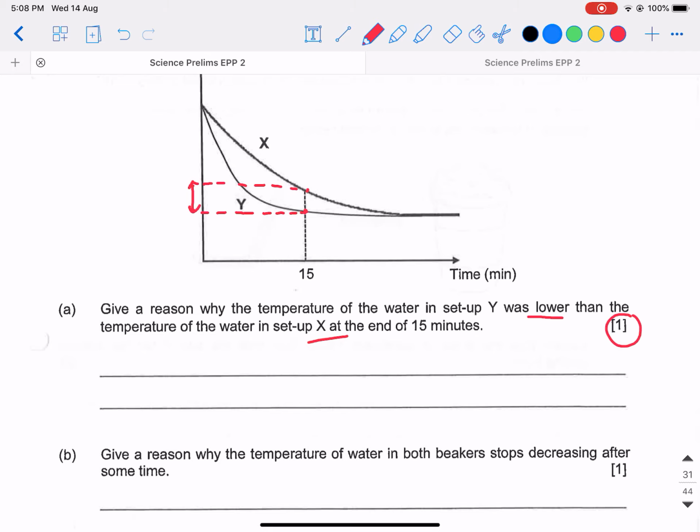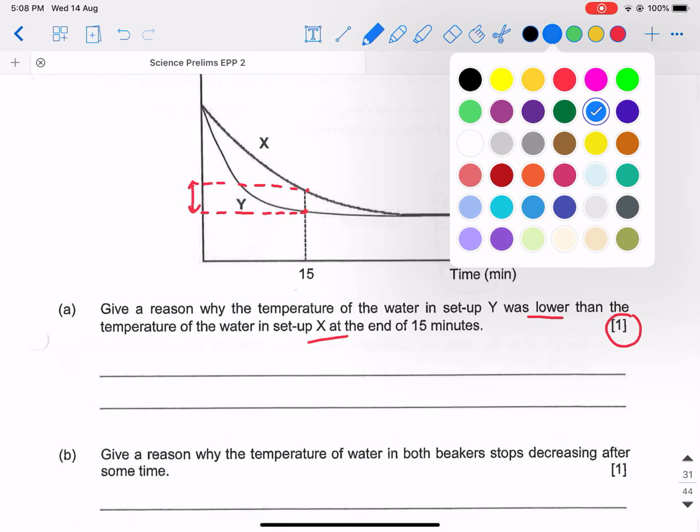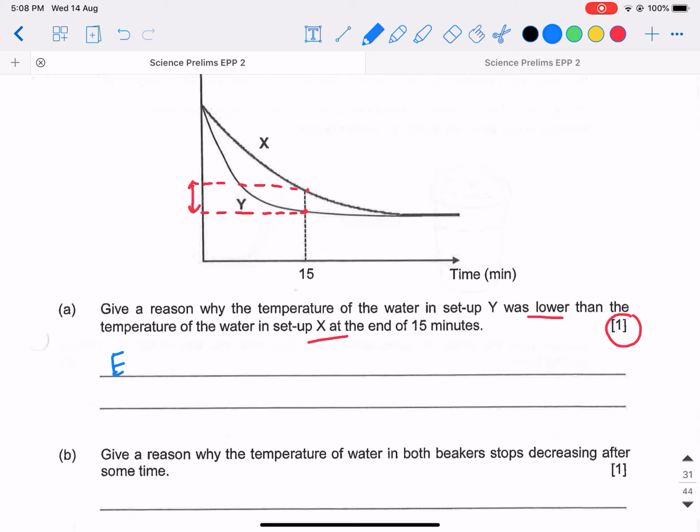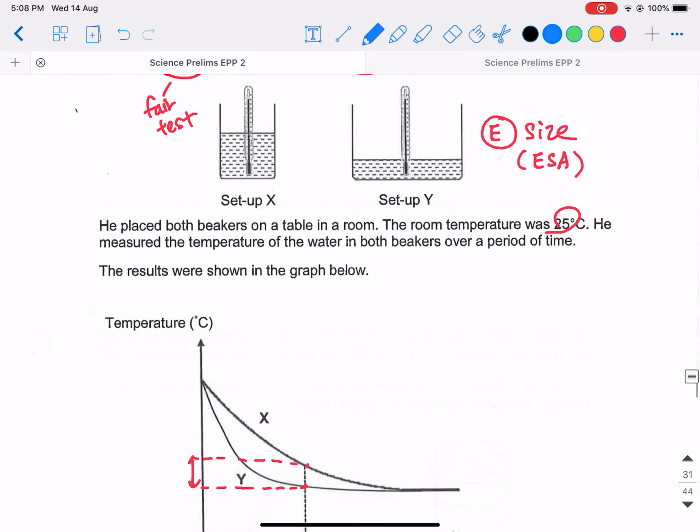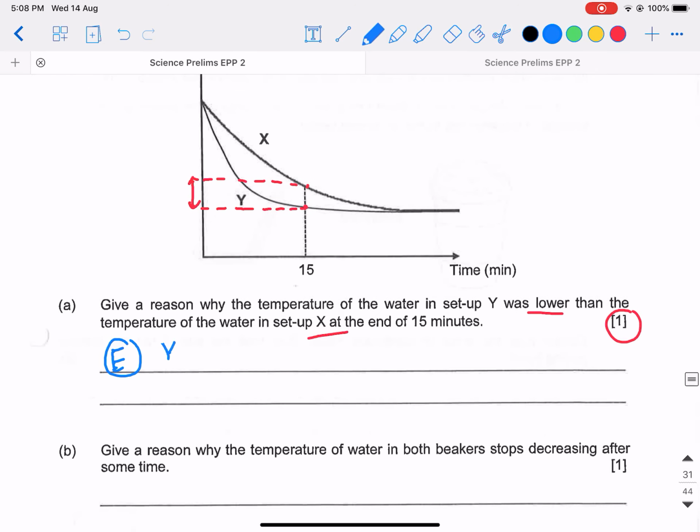So since it's a 1 mark question, we're going to start it off by talking about the evidence. So from the evidence, we can see from the picture, in fact the picture tells us that the one in setup Y, was it setup Y? Yeah, setup Y has a higher exposed surface area. Okay, so how do you check whether your evidence is there or not? Making sure that your comparison is there, making sure the powerful word, the exposed surface area, is there.